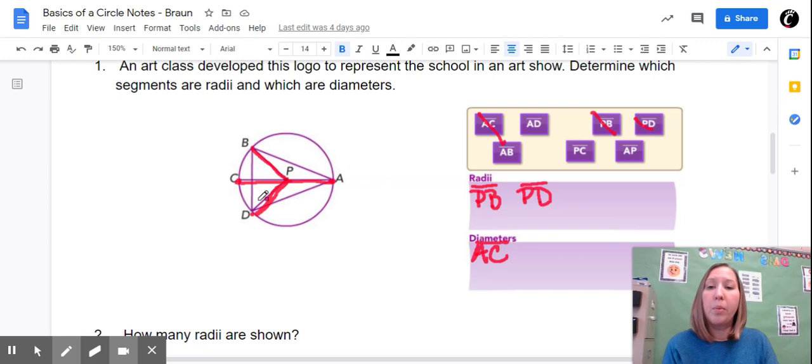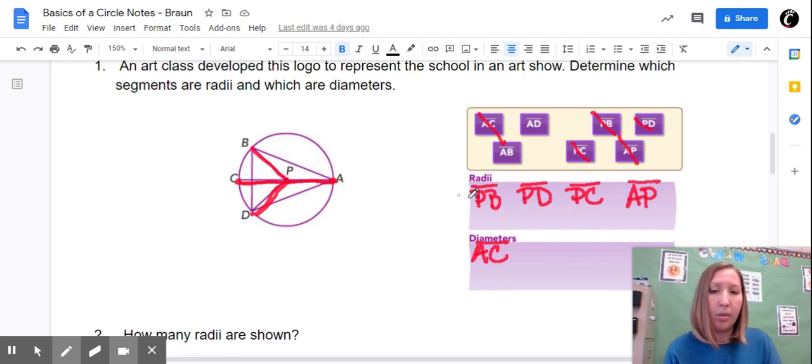Okay, so PC, again, I'm starting at my center and going out to a point on my circle. So that will be another radius. AP, so this is going from a point on my circle, but it's going to the center, which will give me another radius. Okay. And then we have the point AB.